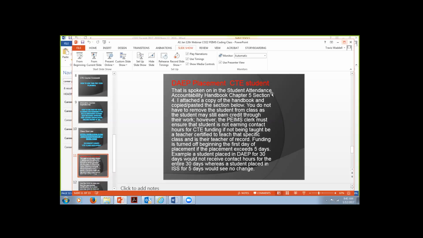If you had a student who was in a financial math class, they were being taught, and they went to a DAEP that had a 6 through 12 or 7 through 12 math teacher, that would work. You could continue to draw funding. However, if you did not have a teacher that's on the certification list that could become the teacher of record, you would have to remove them from funding.